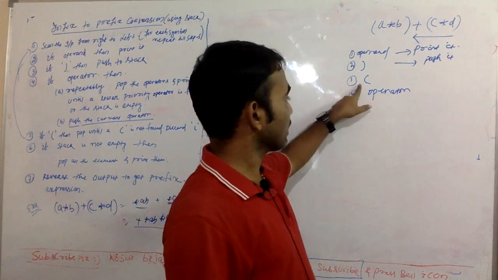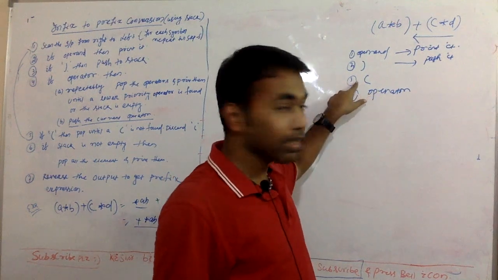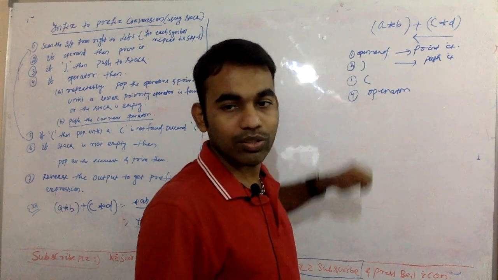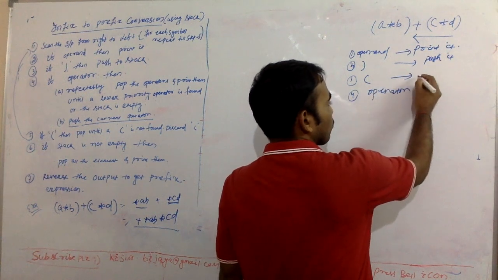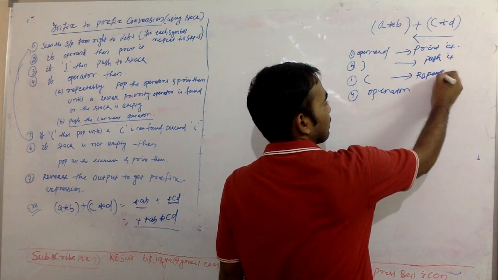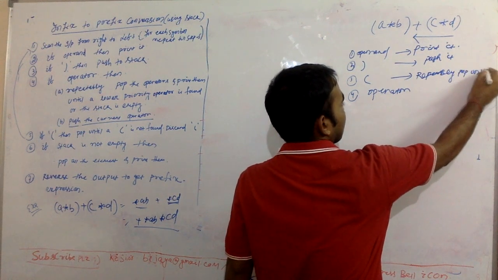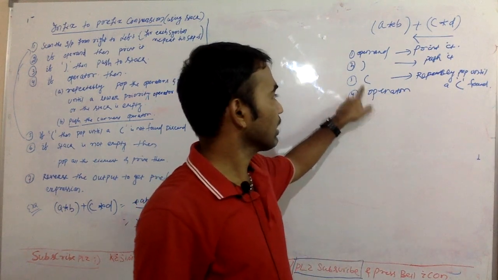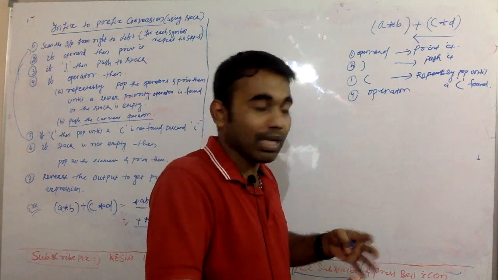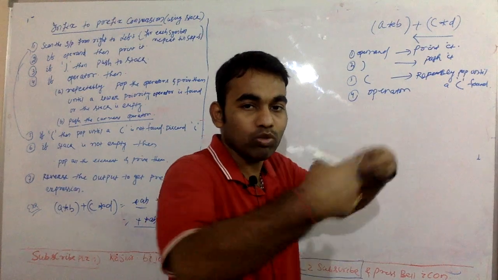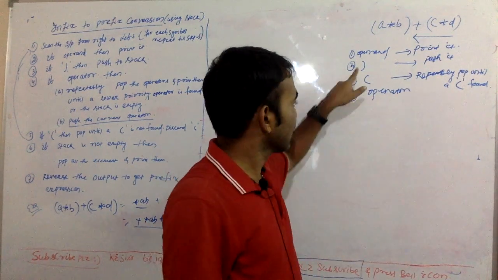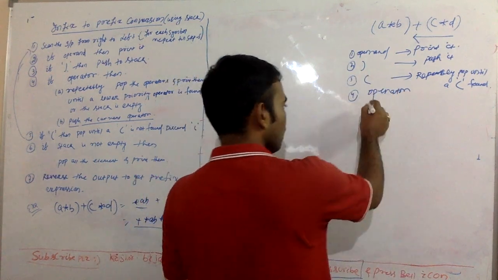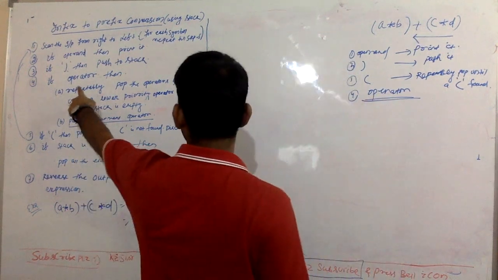Then if a left parenthesis is coming, we will repetitively pop until a right parenthesis is found, and we will discard this right parenthesis. In short, I can write: repetitively pop until a parenthesis is found. If a left parenthesis is coming, I will keep on popping and print what I pop, obviously. Pop means we will pop it and print it, until I find a right parenthesis, and that right parenthesis I will discard. This is the important step actually.